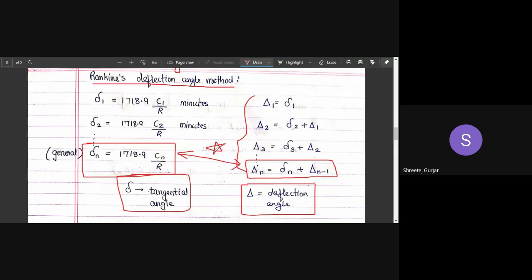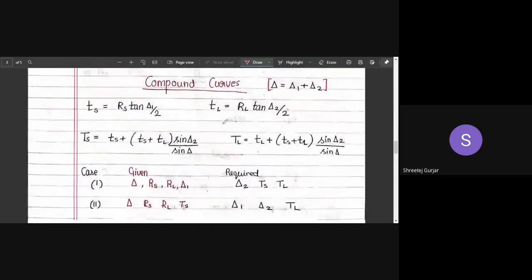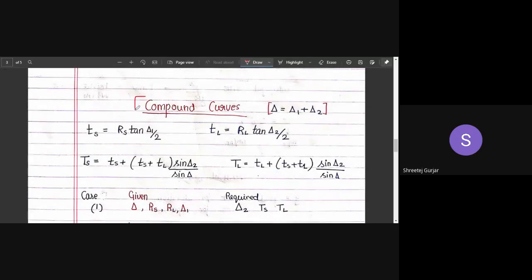So with this, we are done with simple curves. Then we learned regarding compound curves, I hope you recall. The main condition under compound curves was delta is equal to delta 1 plus delta 2. This is the very important equation that you have to remember. Then we have the tangent length of the shorter curve formula and the tangent length of the longer curve formula. The general formula is R tan delta by 2. For the shorter curve, it will be Rs and delta 1. For the longer curve, it will be Rl and delta 2.